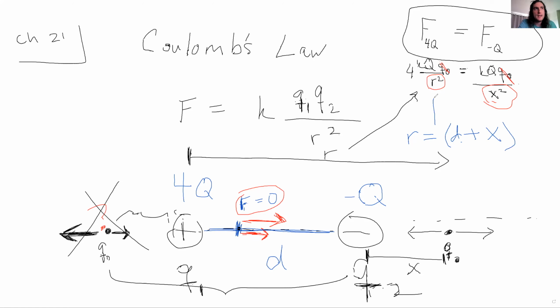When we plug that in here, we can't forget to square both the D and the X. We got to FOIL it out, right? So it's quantity D plus X squared. All right, so that's how we set up a problem like that.